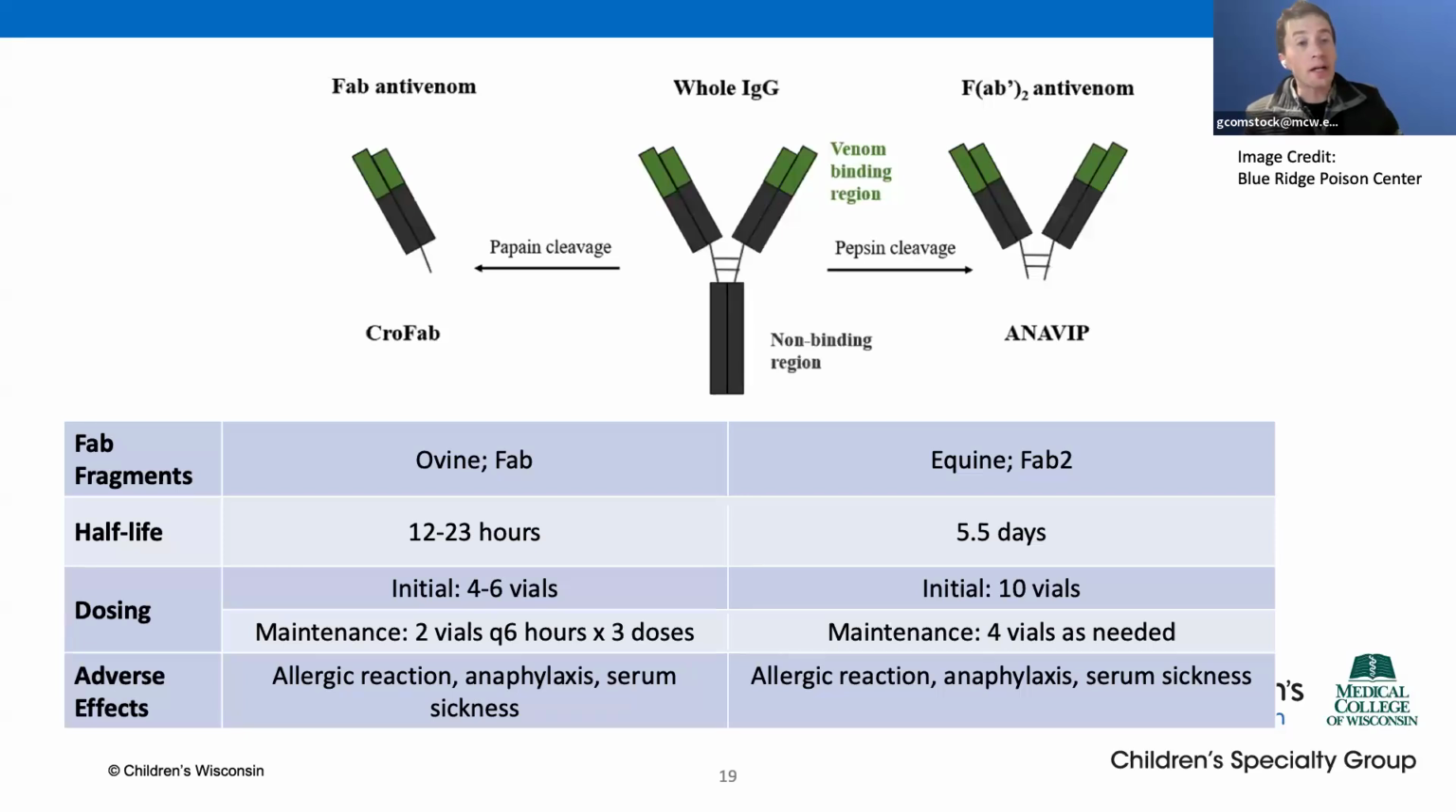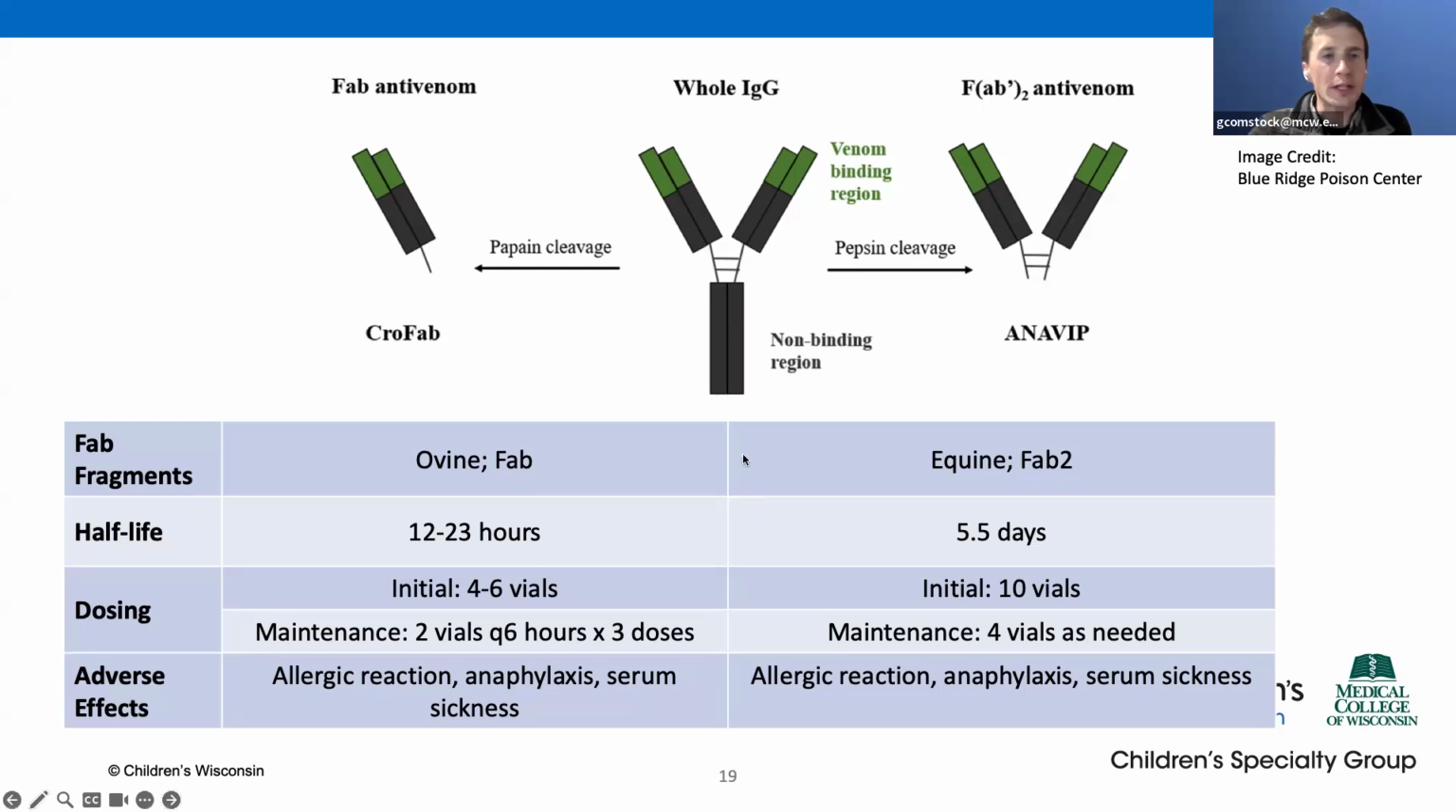So let's talk then about antivenom. In North America, we have two major players as far as antivenom goes. On the left is the older of the two, it's CroFab, and on the right is Anavip, which is considerably newer than CroFab, and with some proponents as to some potential advantages, but controversial.